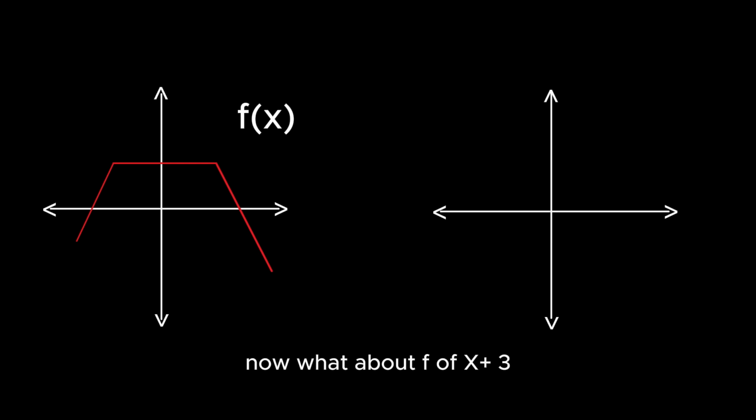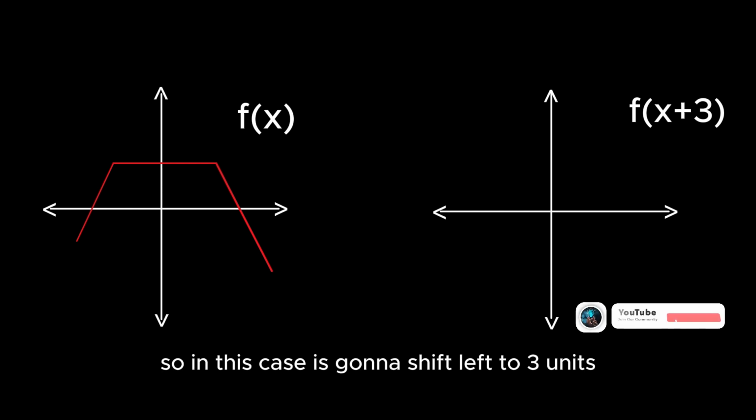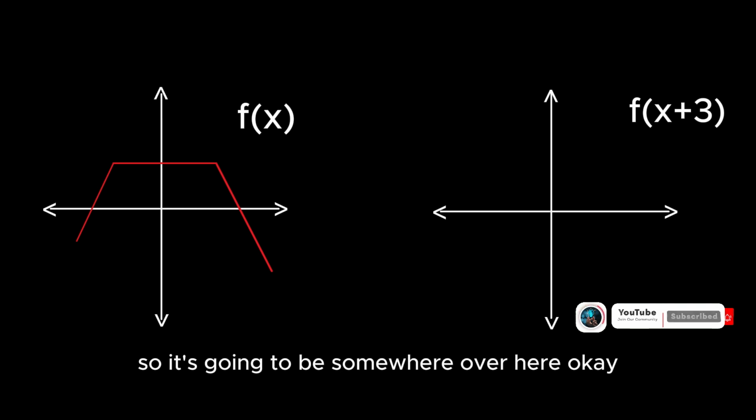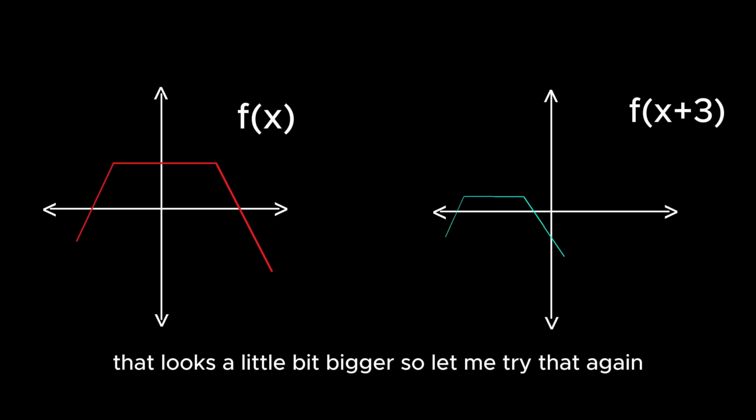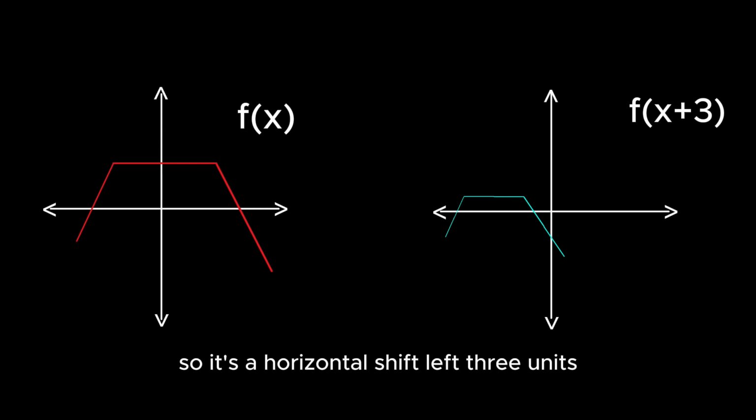Now what about f of x plus 3? What effect will that have on the graph? So in this case, it's going to shift left 3 units. So it's going to be somewhere over here. Okay, that looks a little bit bigger, so let me try that again. There we go. So it's a horizontal shift, left 3 units.